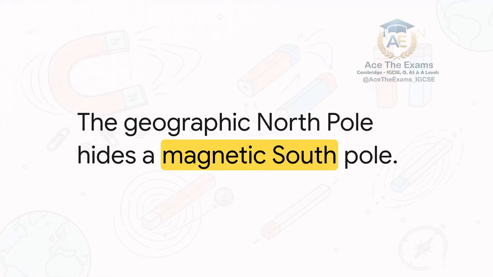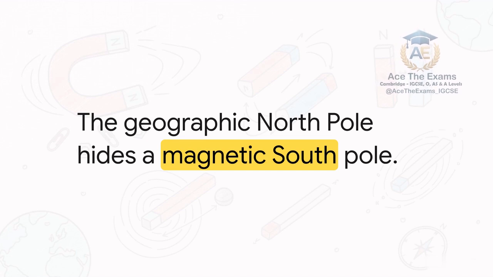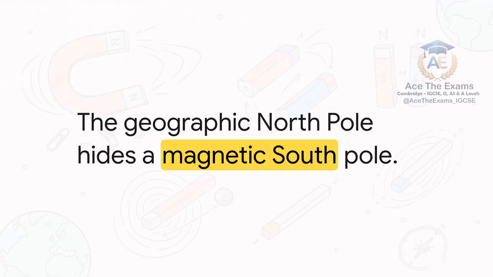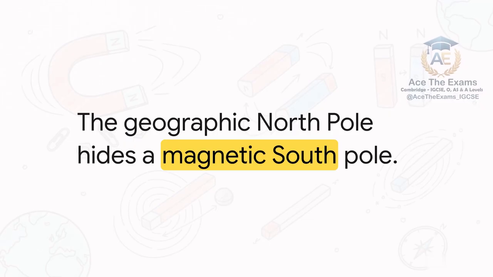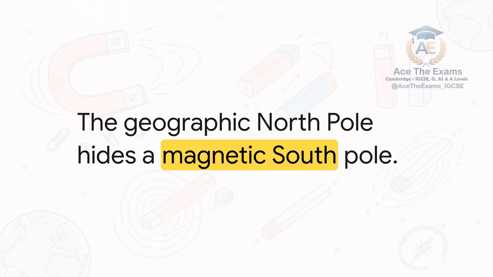But here is the part that twists everyone's brain the first time they hear it. If the North Pole of your compass needle is being pulled towards the Arctic, that actually means there must be a magnetic South Pole sitting up there near the Earth's geographic North Pole. Think back to our first rule, opposites attract. So for your compass's North Pole to point north, it literally has to be seeking a magnetic South Pole. Crazy, right?